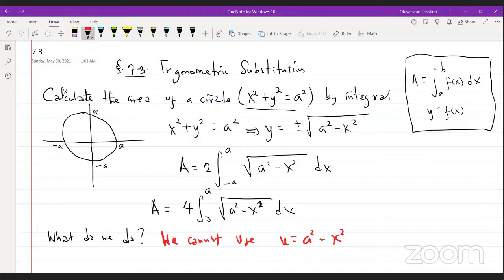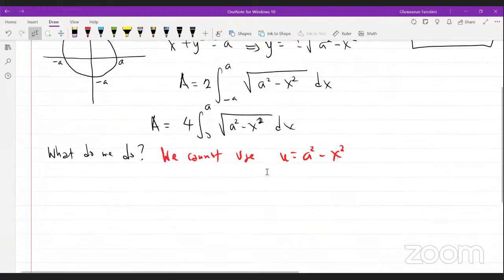I can tell you for free why that's going to fail. If you differentiate this, you have du equals negative 2x dx. Whenever you do u sub, you expect that something cancels, but you have an x here, and right in this integrand, there is no x. So that's not going to be the way to go.